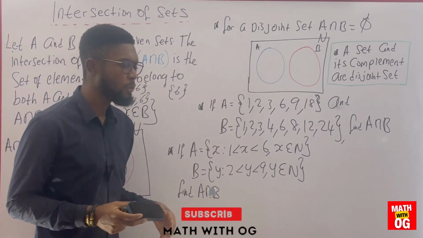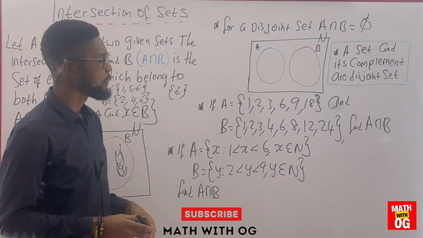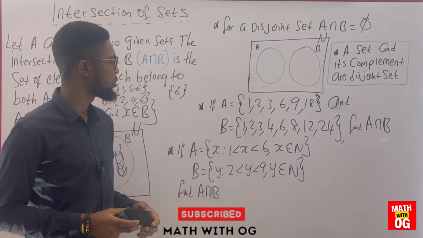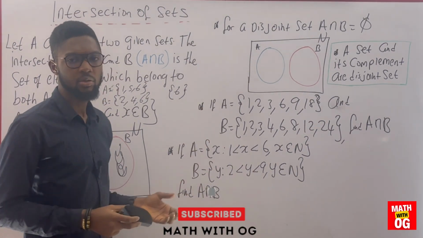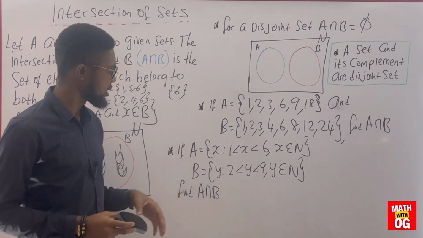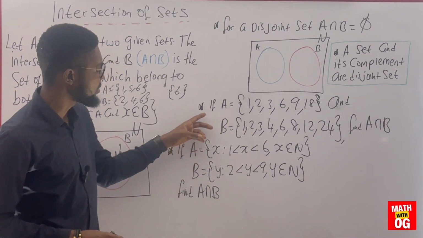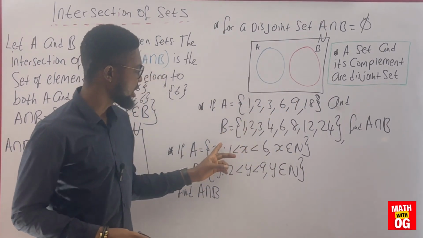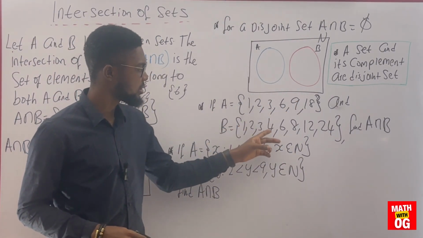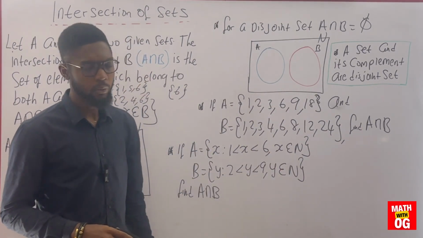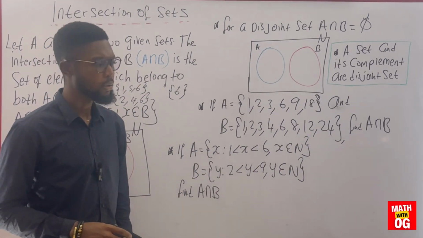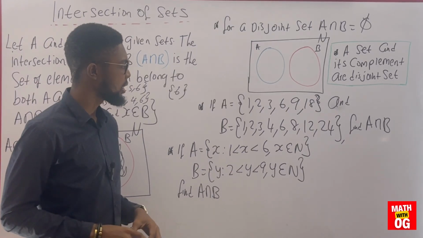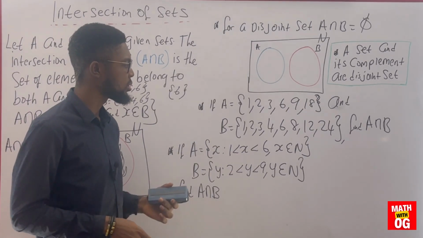Now that we've understood what it means to find the intersection of two sets, let's answer these two questions and we'll round it off with the intersection of two sets. If set A is given as 1, 2, 3, 6, 9, 18, and set B is given as 1, 2, 3, 4, 6, 8, 12, and 24, find A intersection B. So we have to find the intersection of A and B. That means what is common to both A and B.